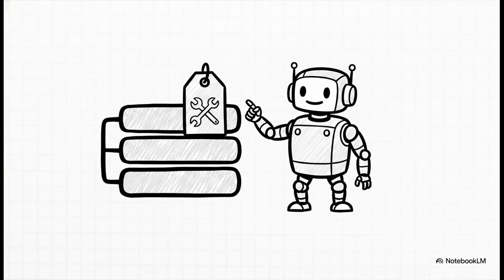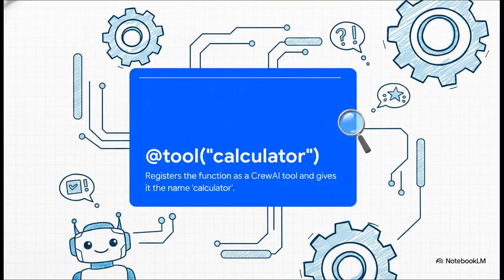All right, first things first, and this is probably the most important part. It all kicks off with this one little line of code, the @tool decorator. Think of this as a special sticker or tag that you slap onto a function. It's basically you telling CrewAI, hey, see this piece of code right here? This is a tool. My agents can use this. Let's zoom in on that line for a sec. The @tool part is the decorator itself. That bit in the parentheses, calculator, that's the name we're giving our tool. And that name is super important because it's the exact name the AI agent will use when it realizes it needs to do some math.